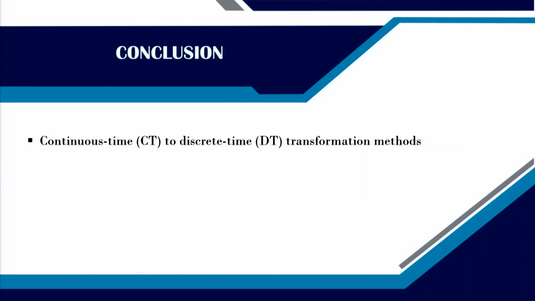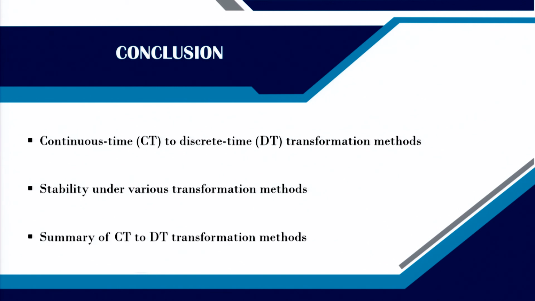So, in summary, we have discussed continuous time to discrete time transformation methods, then we have discussed stability under various transformation methods, and we have learned that the forward difference method should be avoided, otherwise a stable plant can become unstable in the Z domain. We have also learned some implementation aspects: the forward difference is very easy, the backward difference is simple, but it is somewhat conservative. Bilinear transformation is a more accurate method, but it will increase the hardware complexity.